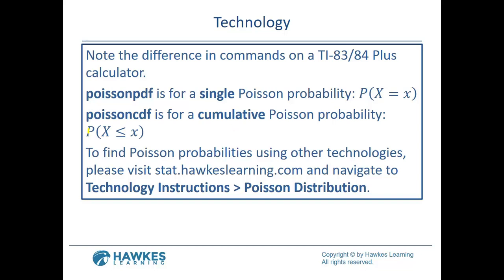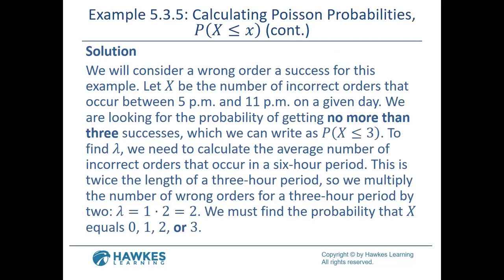Now, be aware that the only one in the calculator is this one with the CDF. So it's only a less than or equal to symbol, which, ladies and gentlemen, means you are going to have to do a bit of thinking about how we adjust these symbols to help us work it out. Starting us off there, we will consider the wrong order as a success. So X is the number of incorrect orders that occur between 5 and 11 p.m. on any given day. Now we know that we are looking for the probability of getting no more than 3, which means I can get 3 and less, but nothing bigger than it. So we're looking at the probability that X is less than or equal to 3.